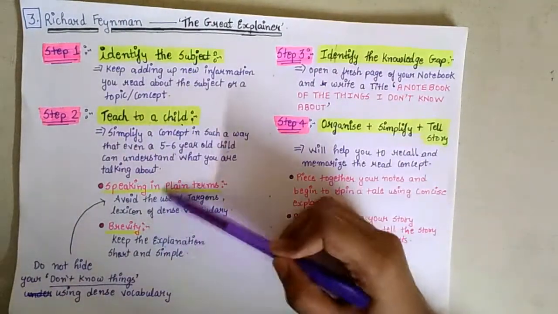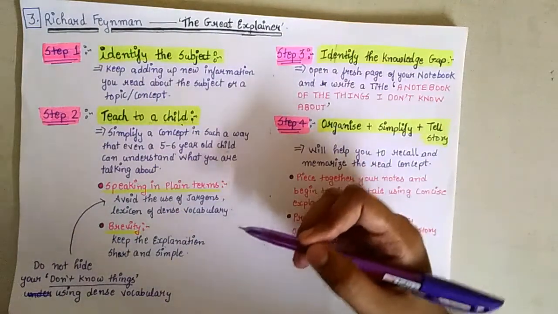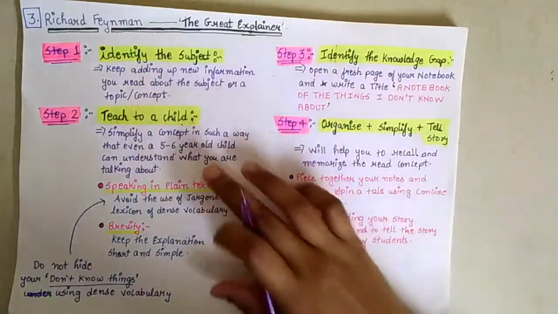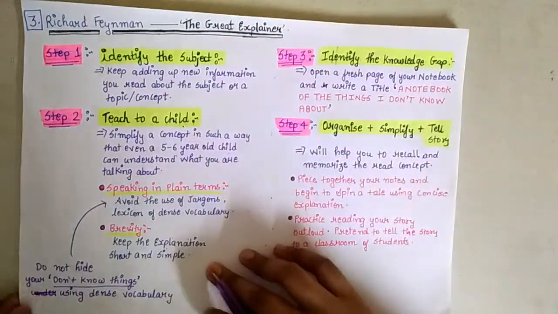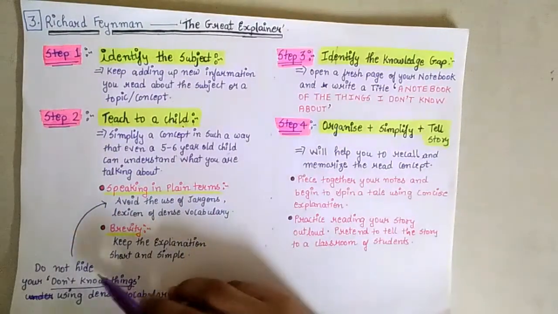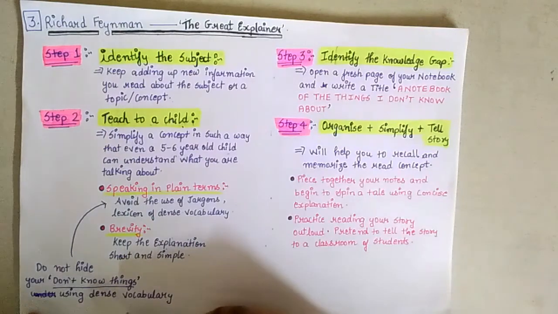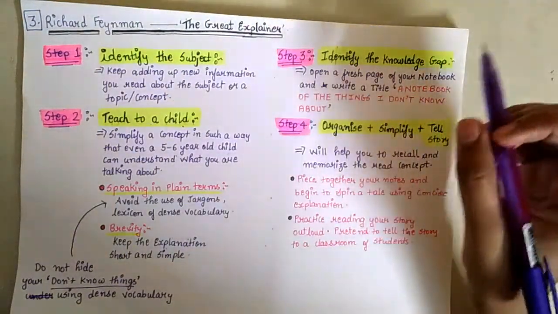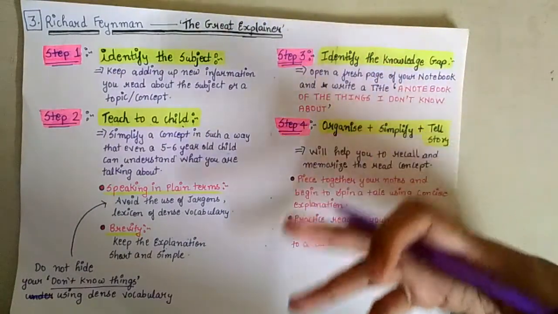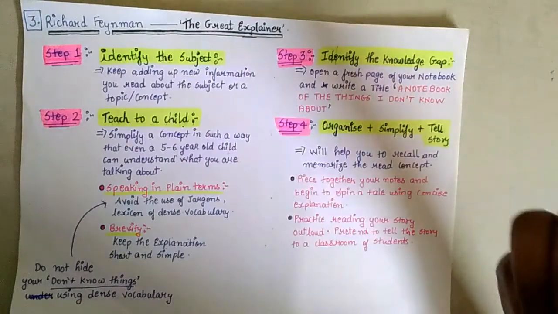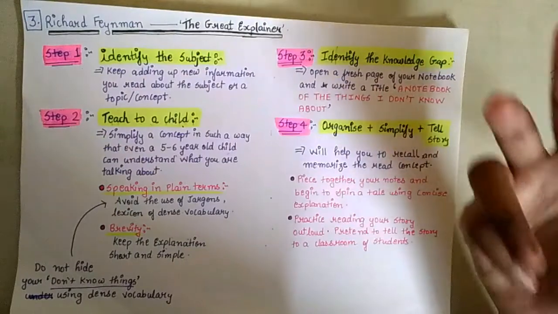You have to make sure these things are included when you make a specific definition or specific explanation for the learnings you have done. Also, here I have mentioned that do not hide the things you don't know by using dense vocabulary. Most of the time, people use such vocabulary because they don't actually understand that particular concept, but they don't want to show that they have not understood it.